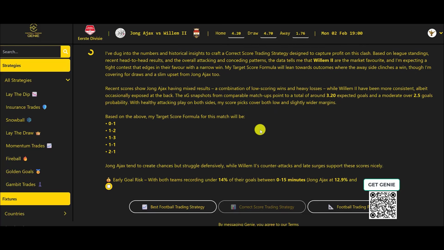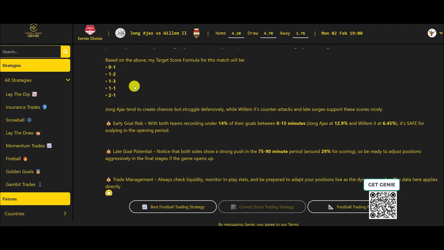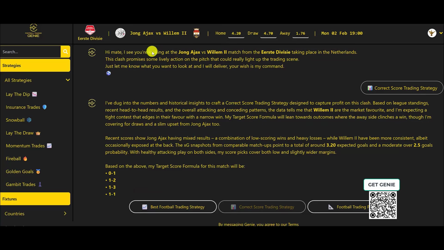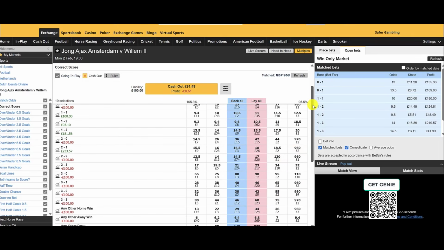And going in favour of the away team, Willem: 1-0, 1-2, 1-3, 1-1. Also a 2-1 in favour of Young Ajax as well. So let's get set up. Just to show you, we split up the stake and covered these scores as our entry scores. It's quite interesting. It's gone for that 1-1, 1-2 and 2-1 sort of formula. So that can definitely potentially be a big help depending on how this match goes.